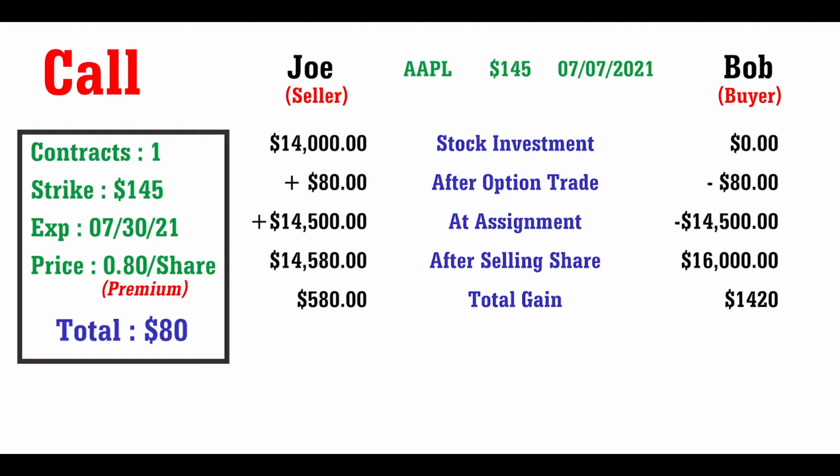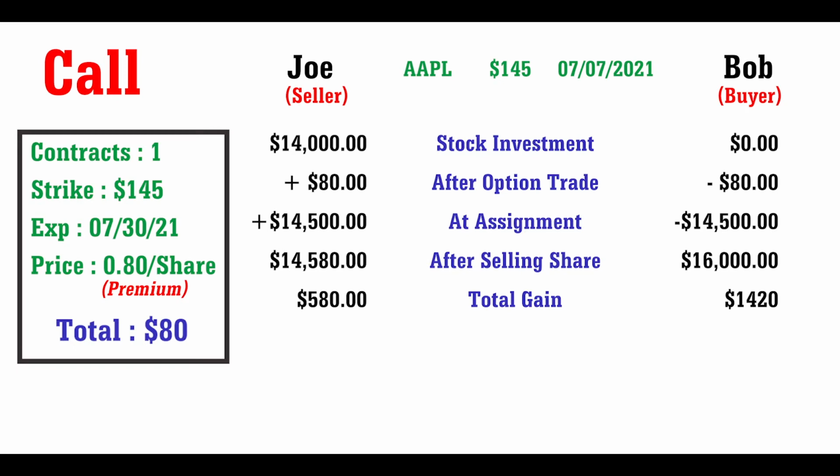On the other hand, Joe has sold the call with a $145 strike, so he will receive $14,500 when the contract is exercised. He already got $80 for selling the contract, and his initial investment was $14,000. So his total profit in this trade will be $580. If Joe had never sold a call, he could have sold his stock at $160 and made $2,000 profit. So what do we learn from this transaction?